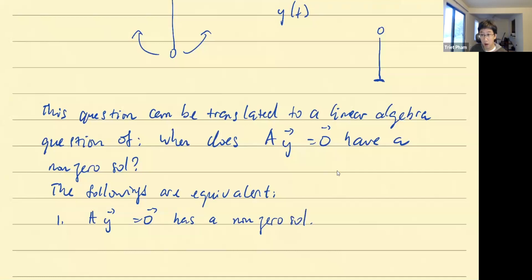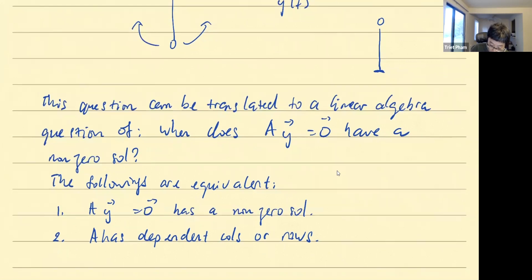Oh, by the way, always assume that A is square here. That will not deviate. Whatever size, A is a square matrix. 2, A has dependent columns or rows, it doesn't matter. The rows or the columns of A are linearly dependent. We will review this if you don't remember. 3, determinant of A is equal to 0.